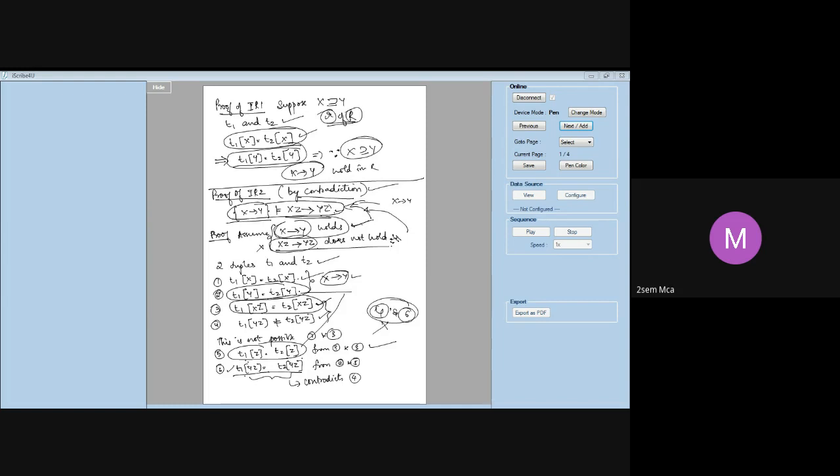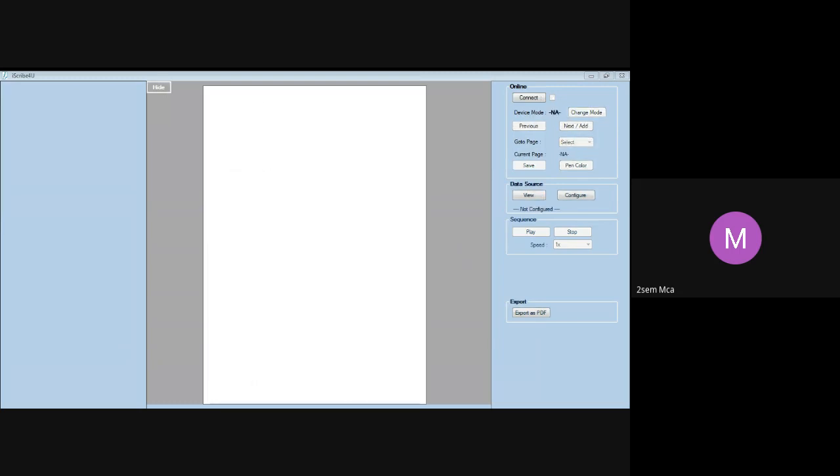Are you clear? Any doubts? Rupak, is it clear to you? Oh, yes, ma'am, it's clear. Anyone else? Any doubts in this? No doubts, ma'am. So IR3 onwards, we'll take it in the next class.